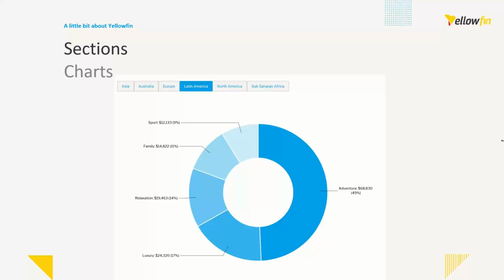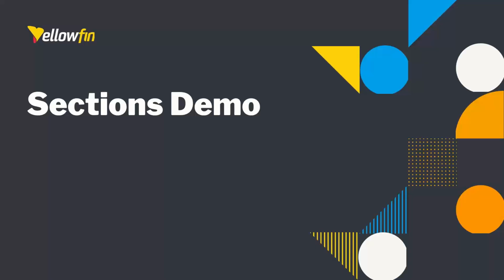Further, when charts are created in the report, the charts themselves are displayed in each section and only contain data for that particular section. Charts can also be used with tabbed sections and displayed alongside tabular reports. Let's look at a demo of sections in the application.